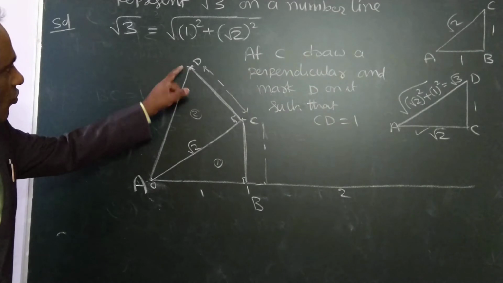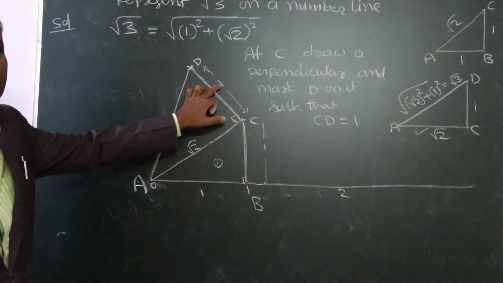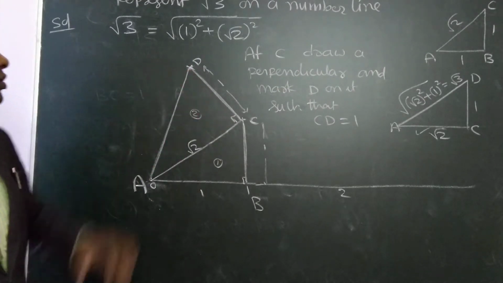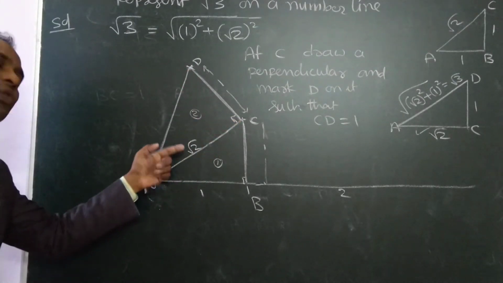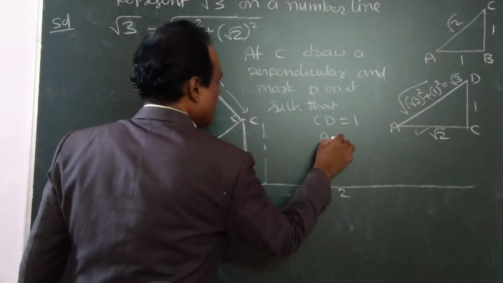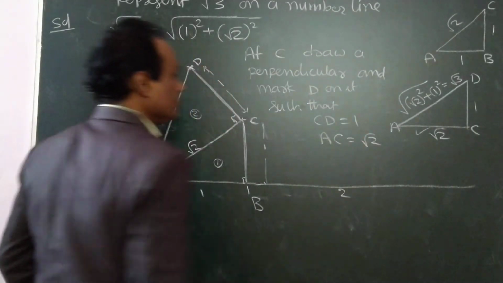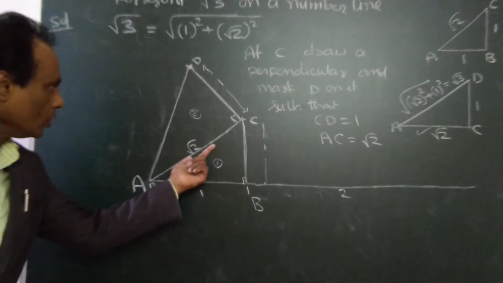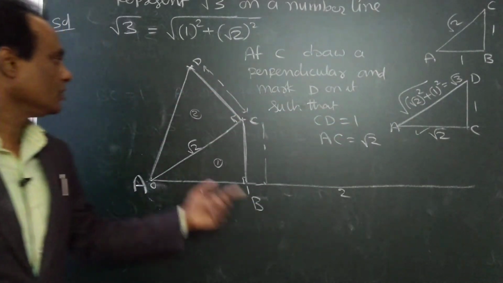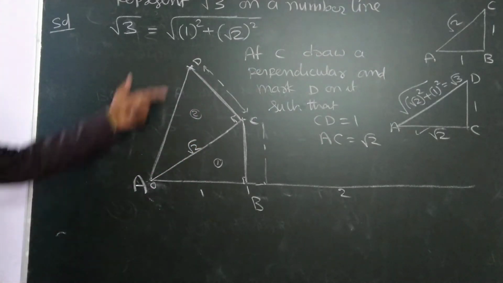What is CD? 1. Why is it 1? We took 1 unit length. And already this AC is root 2, we got it in the process we already completed. AC is equal to root 2. This is already root 2. Just I drew a perpendicular line and took it as 1. This is root 2, this is 1, and this is our answer.